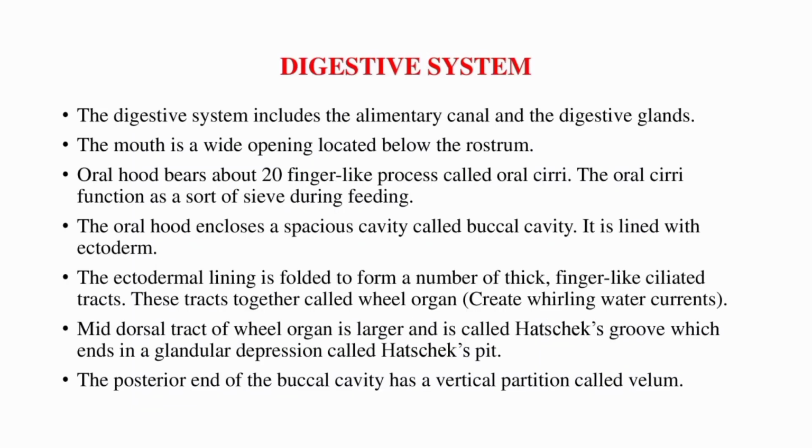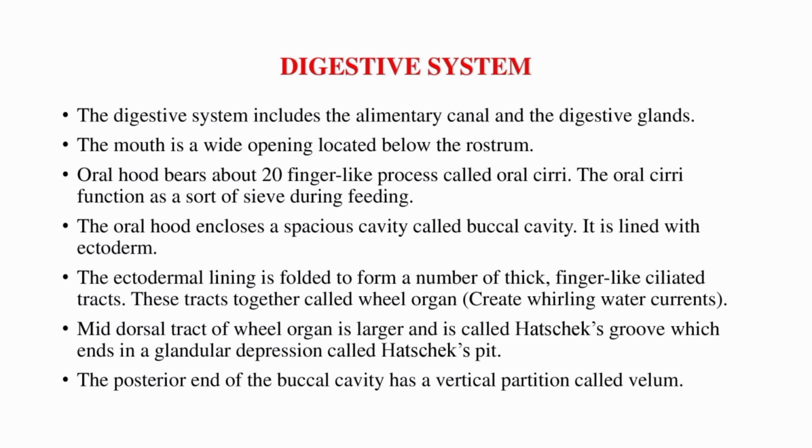Digestive system of Amphioxus. The digestive system includes the alimentary canal and the digestive glands. The mouth is a wide opening located below the rostrum. The oral hood bears about 20 finger-like processes called oral cirri. The oral cirri function as a sort of sieve during feeding. The oral hood encloses a spacious cavity called the buccal cavity.